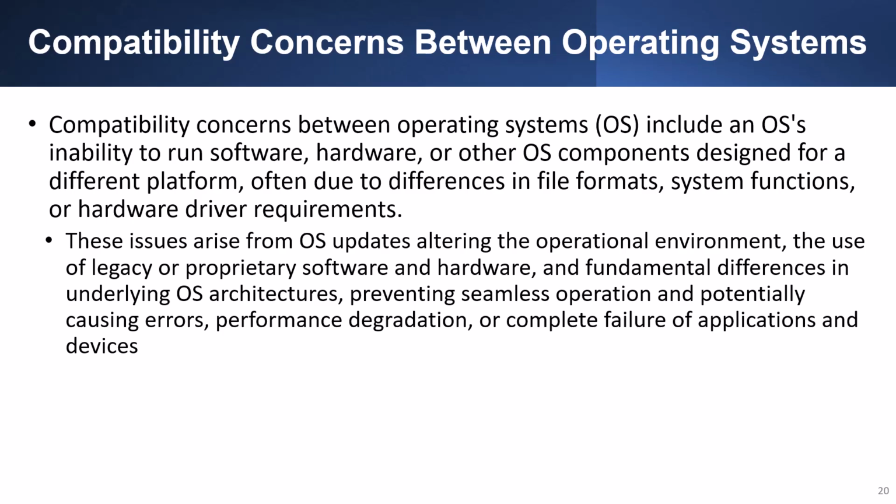Compatibility concerns between operating systems include the operating system's inability to run software, hardware, or other OS components designed for a different platform, often due to differences in file formats, system functions, or hardware driver requirements. These issues arise from OS updates altering the operating environments, the use of legacy or proprietary software and hardware, and fundamental differences in underlying OS architectures, preventing seamless operation and potentially causing errors, performance degradation, or complete failure of applications and devices.